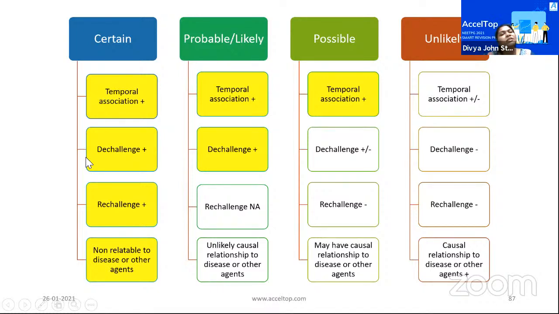Next is de-challenge. De-challenge is when you take the drug out of the system and the person becomes better, or the adverse drug reaction decreases in severity. If de-challenge is positive, then you know that the drug in the system is the cause of the reaction. Next is re-challenge. The re-challenge test is nothing but reintroducing the drug, and the person has a similar reaction or exacerbation of the ADR. That means it is re-challenge positive.